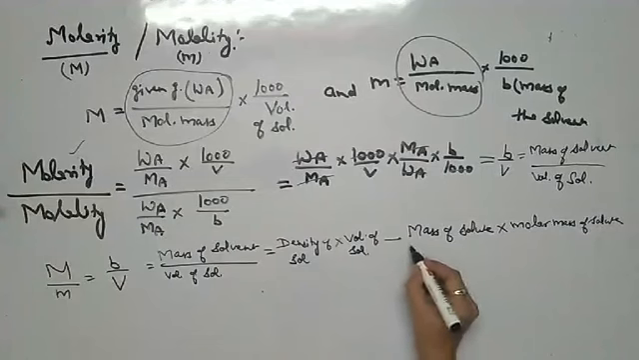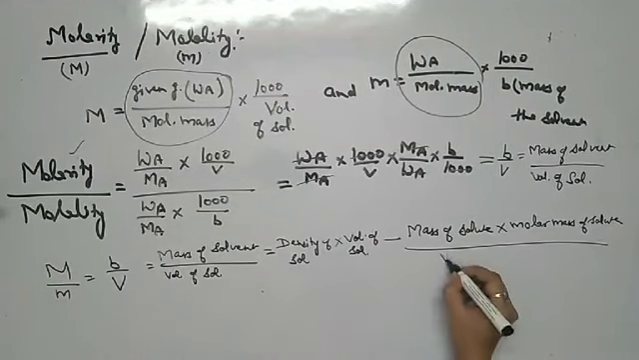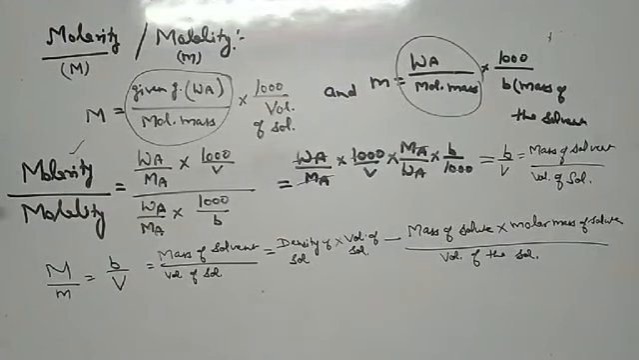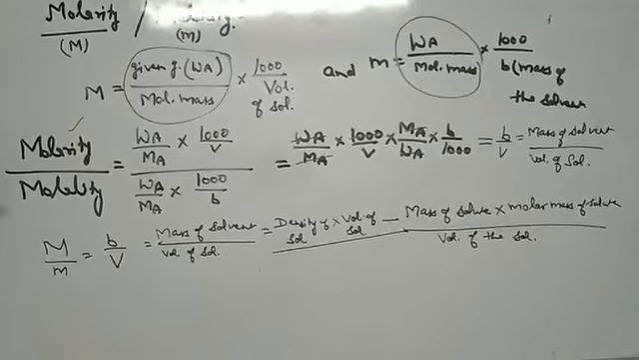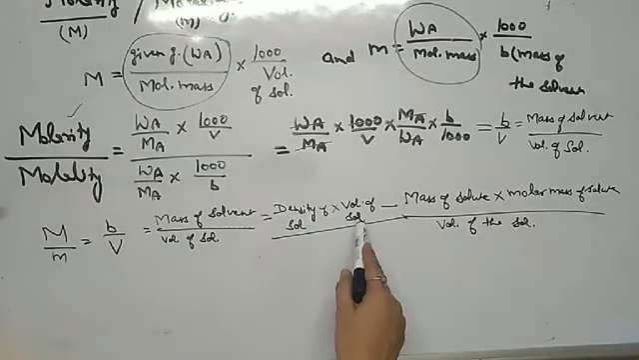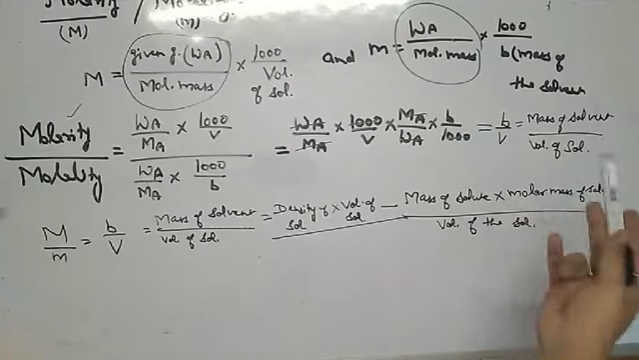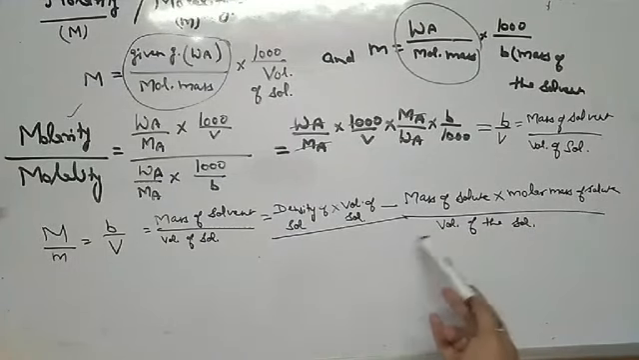Divided by volume of the solution. So you can also use this formula: molarity upon molality may be equal to the density of the solution into volume of the solution minus mass of the solute and the molar mass of the solute, divided by the total volume of the solution.